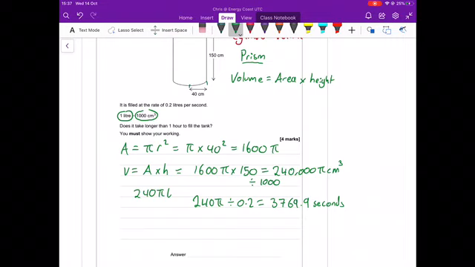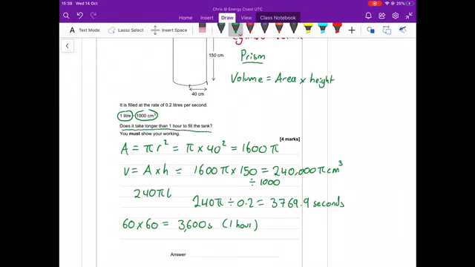Does it take longer than 1 hour to fill? Well, we need to know how many seconds there are in an hour. Okay, so let's think. 60 minutes in an hour. So it's 60 lots of 60. Yeah, because every minute is 60 seconds, and there's 60 of them. So let's work out what that is. 60 times 60, that gives you 3,600 seconds. That's 1 hour.